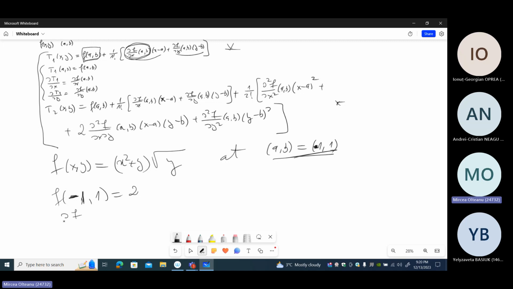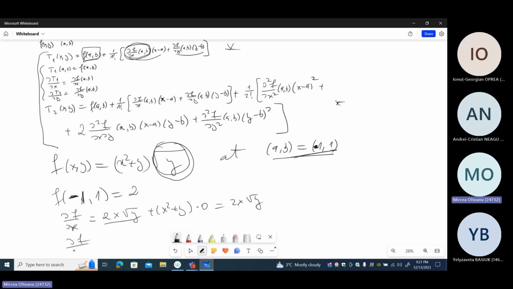So first of all, partial f over partial x at some arbitrary point. Let's compute it. It's 2x times square root of y, plus x squared plus y. The derivative of this one with respect to x is 0. So actually this is a constant. It goes in front of the differentiation and we get this. So it's 2x square root of y.